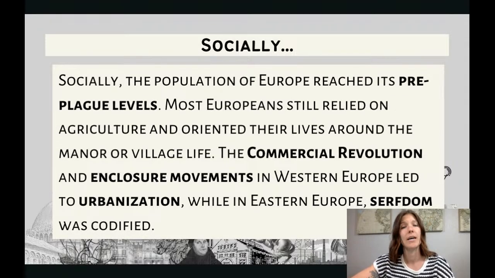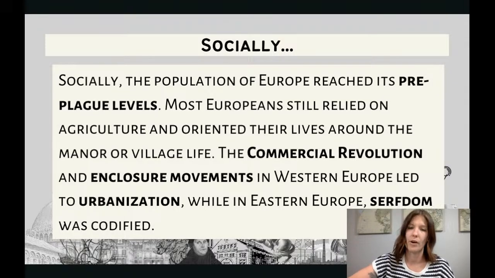And socially, the population of Europe reaches its pre-plague levels. Most Europeans still relied on agriculture and oriented their lives around their village or where they lived.